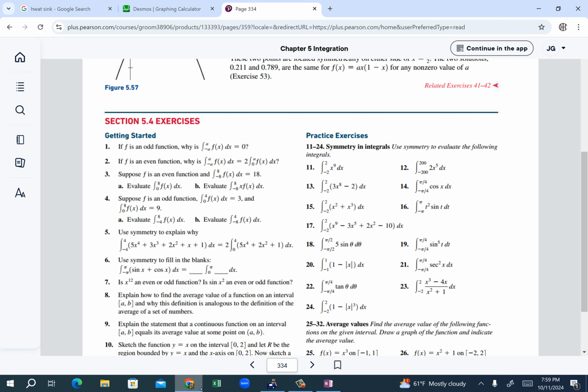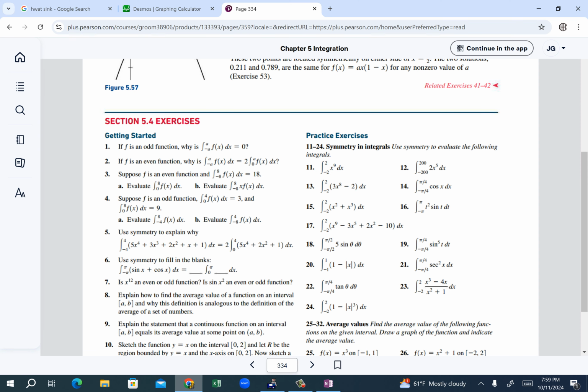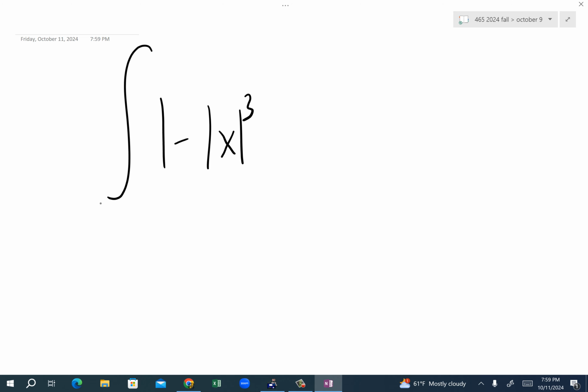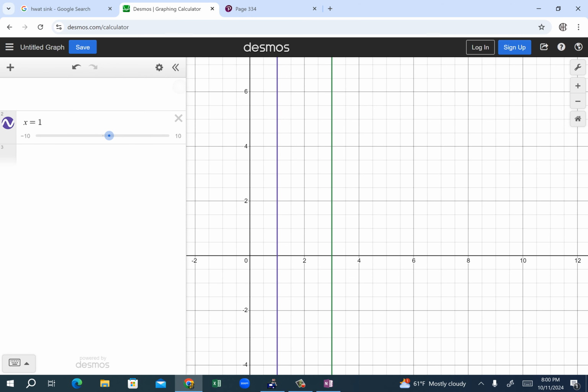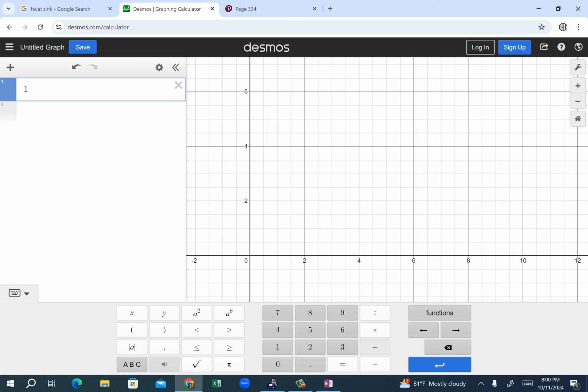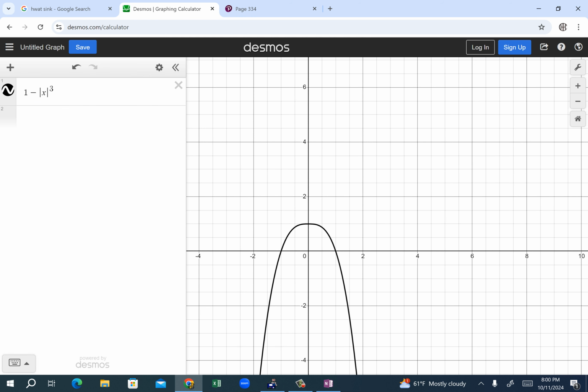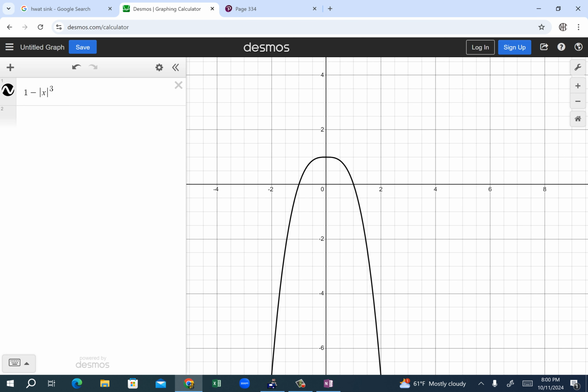Let's look at number 24. 1 minus the cube, from negative 2 to 2. Okay, let's look at the graph of that. I don't know off the top of my head. So what are we doing? We're doing it from negative 2 to 2. It's just twice what it is from 0 to positive 2. Okay? So you're like, oh, well, how am I going to find that one?